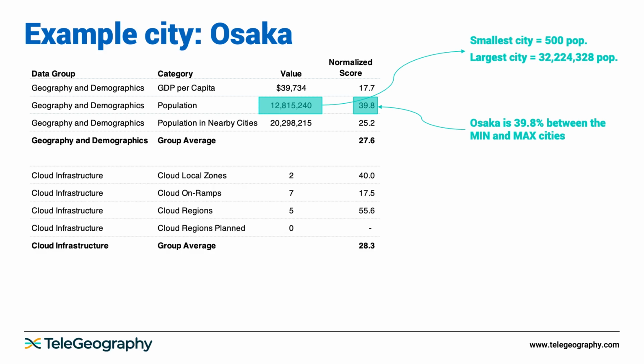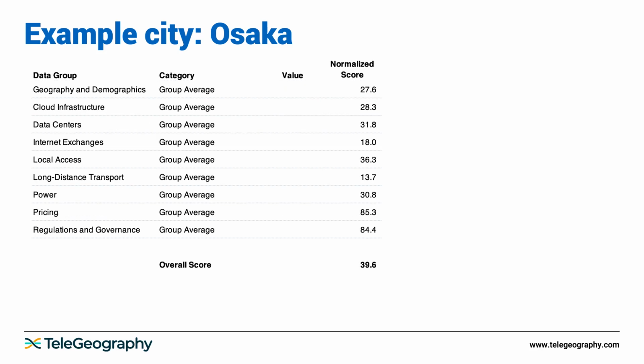And we do the same thing for cloud infrastructure. How many local zones, on-ramps, regions, planned regions. It gets a score of 28.3. And then we can go and do that through dozens of different data sets. And at the end, if you average them all up, a very simple average is 39.6.